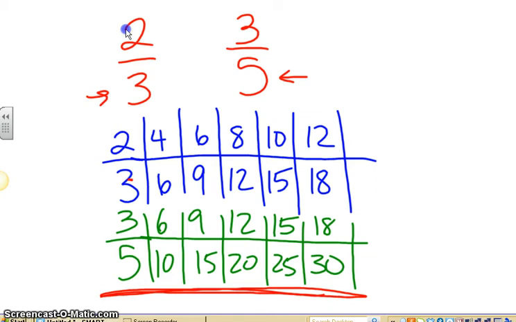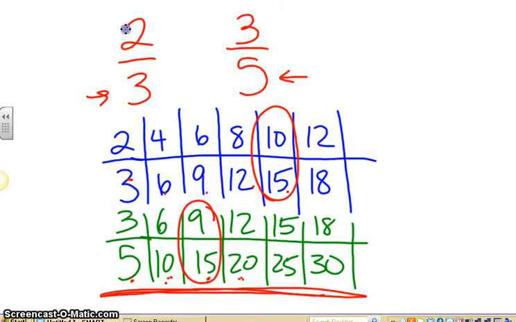So 3. Well, the first one down here is a 5, so there's definitely not a 3. So 6. Nope, no 6. 9. Nope, no 9. 12. No. 15. Yes, this fraction has a denominator of 15, and this fraction has a denominator of 15. So now that I found 2 fractions with the same denominator, now they're really easy to compare.